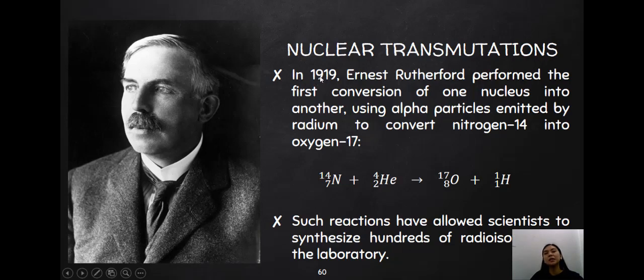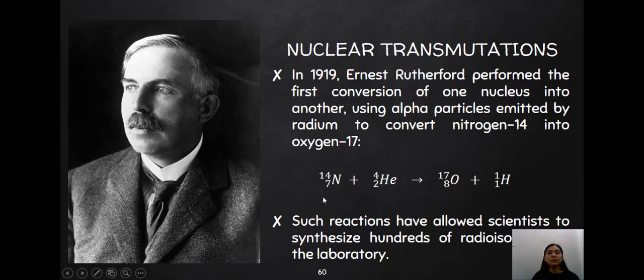In 1919, Ernest Rutherford performed the first conversion of one nucleus into another using alpha particles emitted by radium to convert nitrogen into oxygen. As you can see, you have your nitrogen-14, and it was bombarded by an alpha particle, producing your oxygen-17 plus hydrogen. So, from nitrogen, it became oxygen. It's actually pretty amazing that you get to convert one particular element into a more helpful element. It says here, such reactions have allowed scientists to synthesize hundreds of radioisotopes in the laboratory.